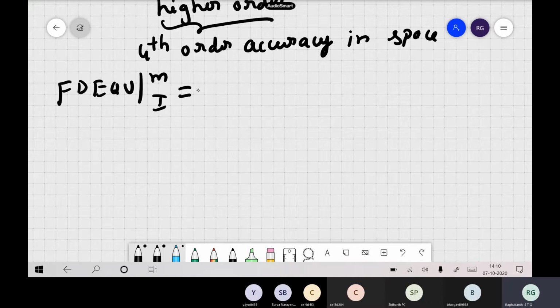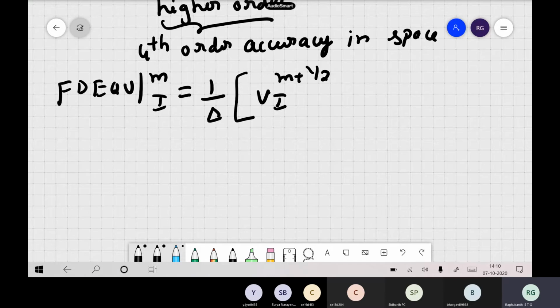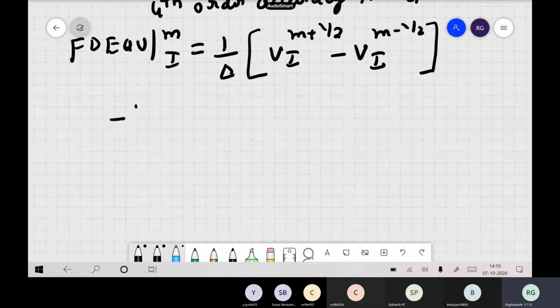So in time it is still second order itself. So we can write this as v_i^(m+1/2) minus v_i^(m-1/2). Okay, so this is our first term. And now for the second, that is for the spatial derivatives, we are going for higher order terms.